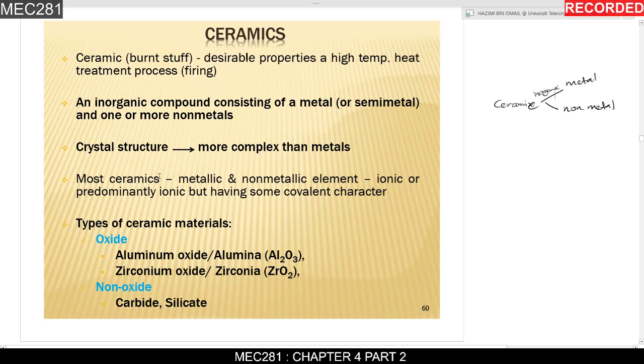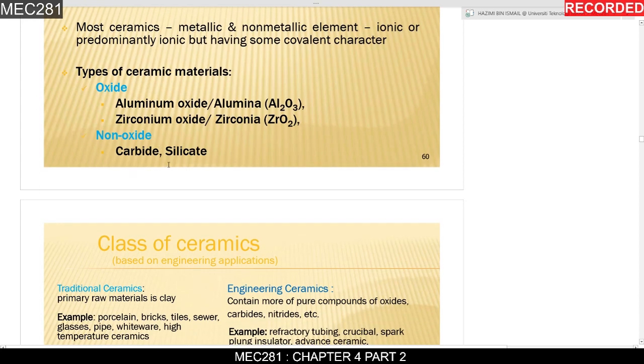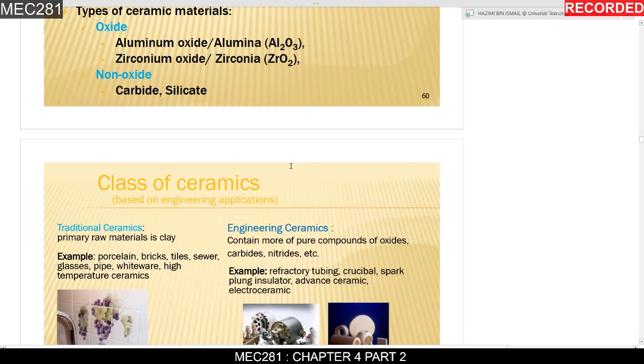The crystal structure is more complex than metals. Most ceramics combine metallic and non-metallic elements, ionic or predominantly ionic, but having some covalent character. Types of ceramic materials include oxide and non-oxide. Examples of oxide ceramic materials are aluminum oxide and zirconium oxide, and for non-oxide, carbide or silicate.